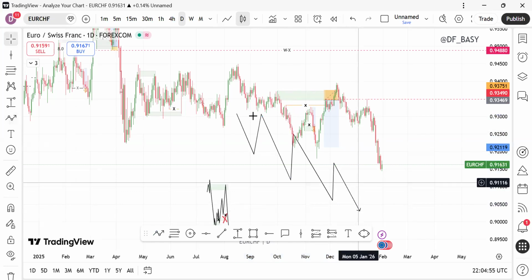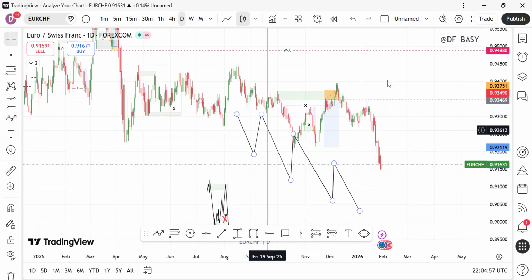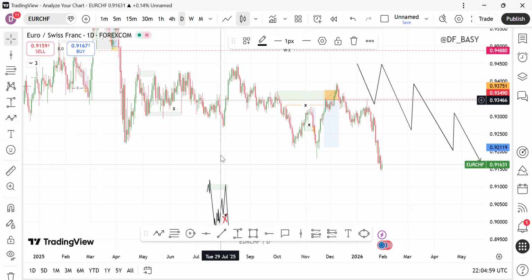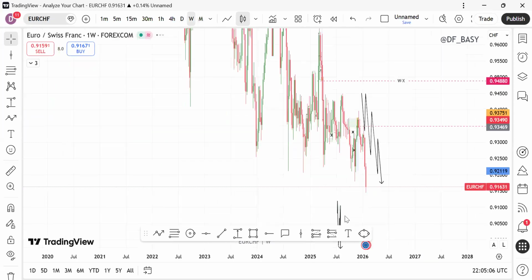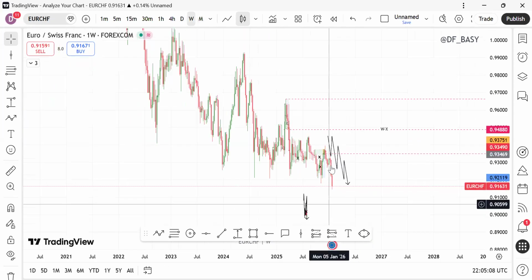Now, this is a typical example of what I drew for you guys. This is a typical example of it over here. So now, if you take a look at this guy from the weekly, although it's not really clear, you can see it here.